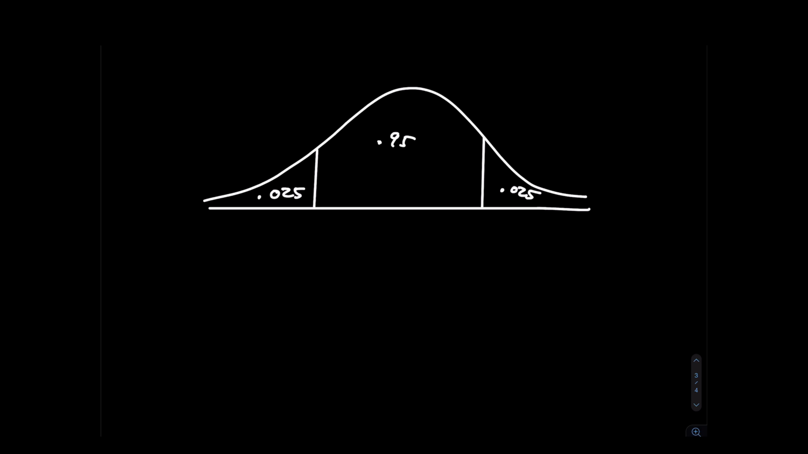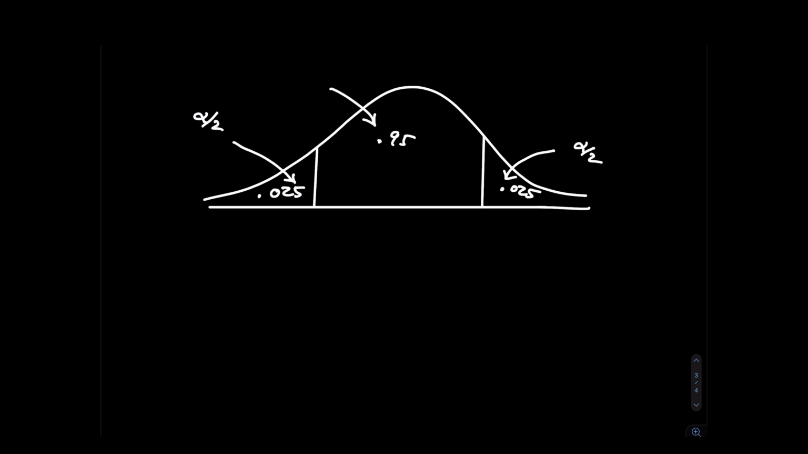So what is this called? Just that one area on the left. Very good, alpha over 2. What is this one called? The area to the right. Very good, alpha over 2. And how about this middle belly area? What's that called? 1 minus alpha. Very good. So those are the variable names for it.